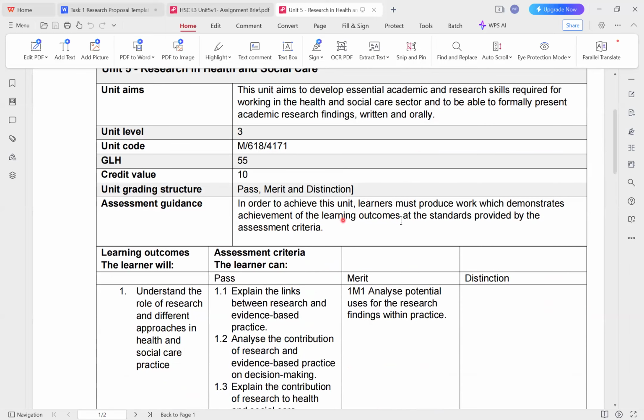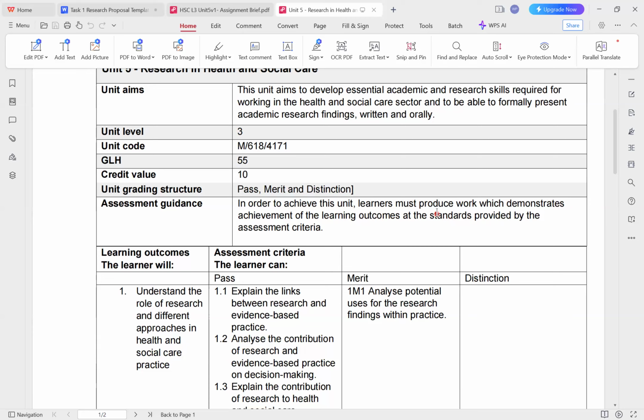So we would urge you to let us know when you're sending your assignments to us, to mention what grade you are aiming for, and what evidence you have with regard to your grades.